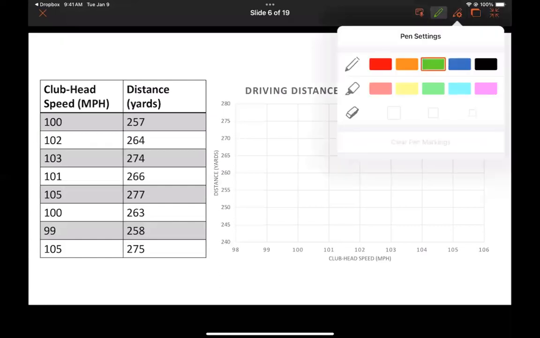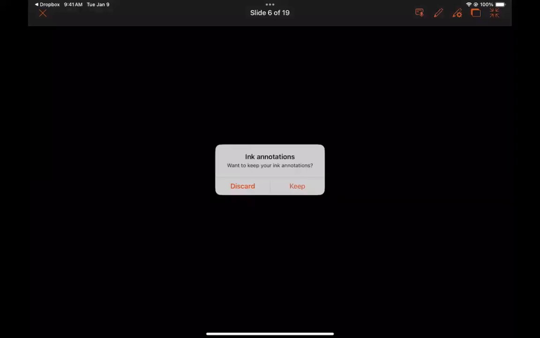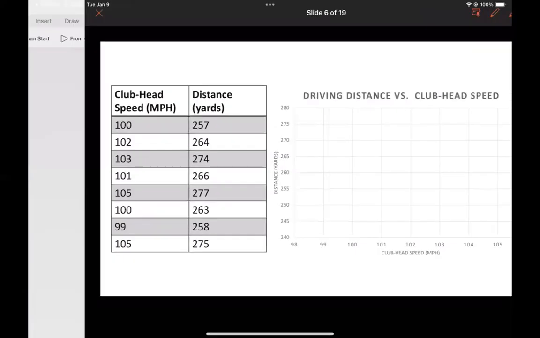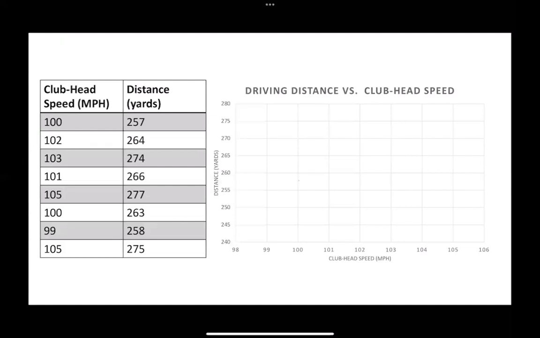I want a red pen. At 100 miles per hour, I'm going to go to 100 on my x-axis, then up to about 257 on my y. Doggone it. Sorry. Okay, over 100, 257. So my point would be about there. Next one, 102, up to 264. 103 is 274. I'm just going to plot all of these points.